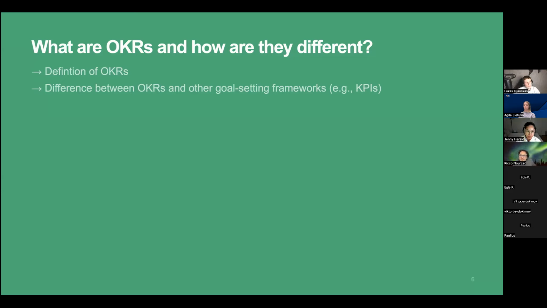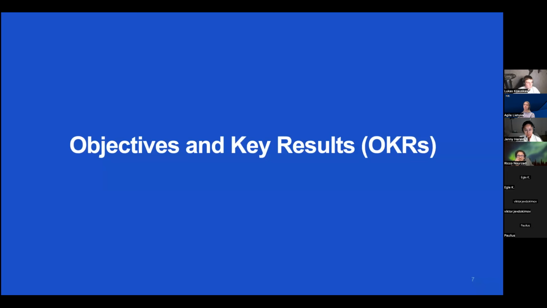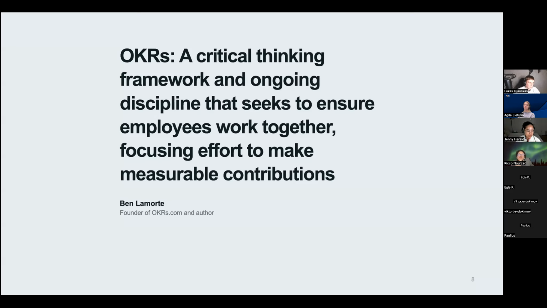I'll give my definition of OKRs and the difference between OKRs and other frameworks like KPIs, because that often gets confused. So objectives and key results, my favorite definition came from Ben Lamort. He's the founder of OKRs.com. We spent many a session talking about his book, the OKR Field Book, which arguably is the best book you can read about how to do this in practice. And he says that OKRs are a critical thinking framework. It's about a discipline that seeks to ensure that employees work together and focus their efforts to make measurable contributions. If I were to distill this into how I would say it in Jenny speak, ultimately, we want to understand the value and purpose of everyone's work.